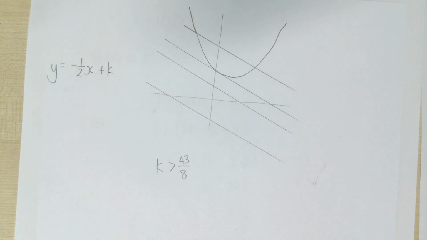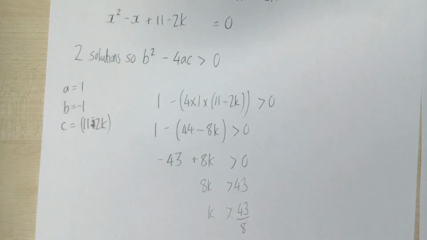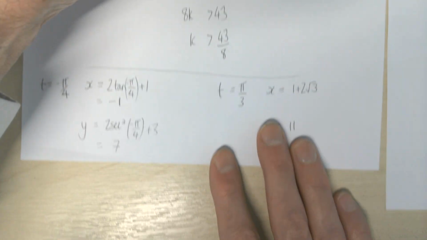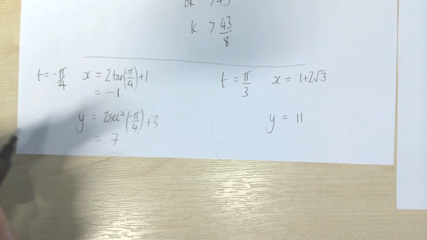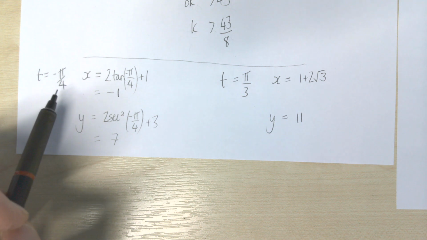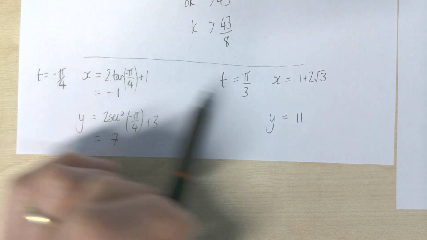Is that the end of the problem? Well, first time I did this, I thought it was, but I'd missed something. Do you remember we said that for the parametric equation, we're told that t goes from minus pi over 4 to pi over 3.